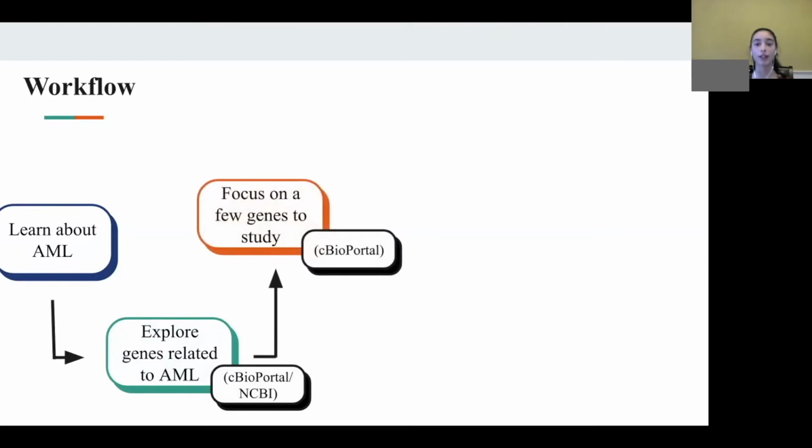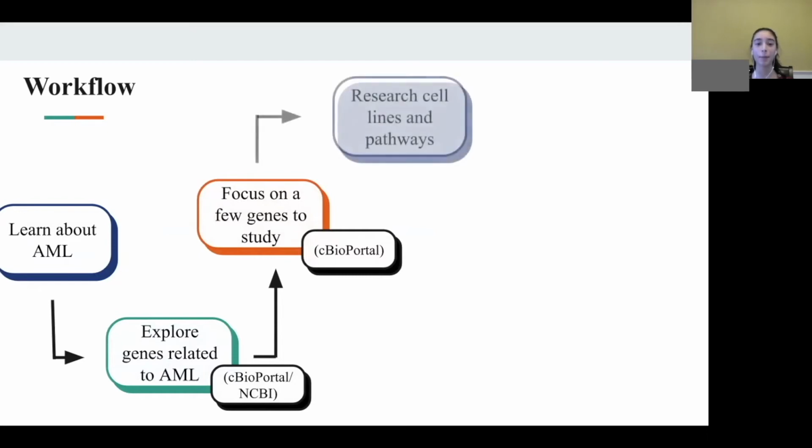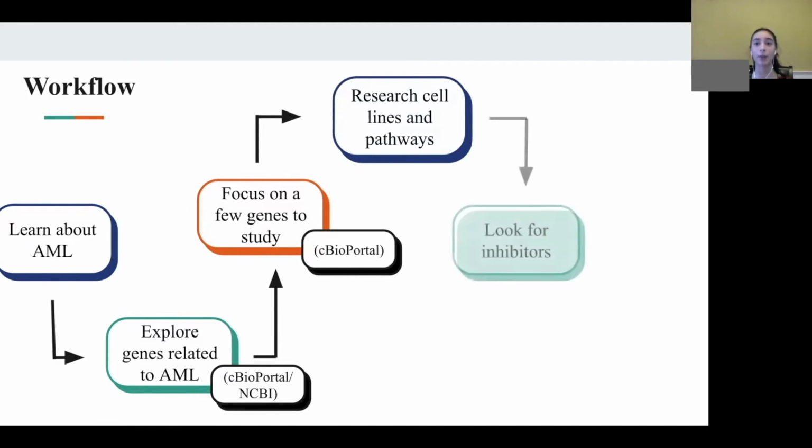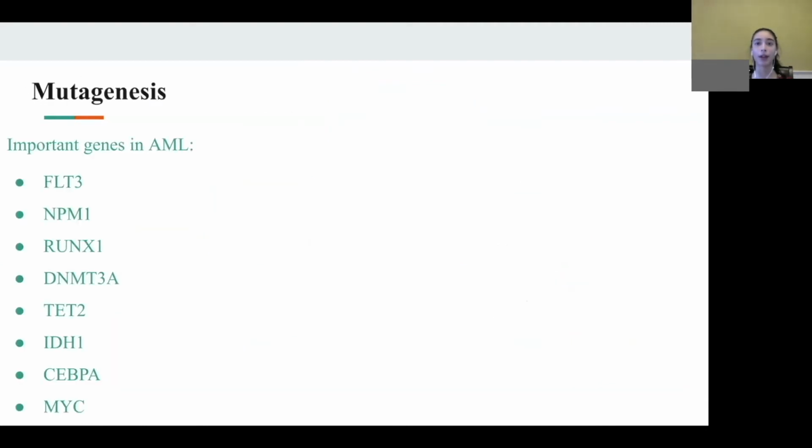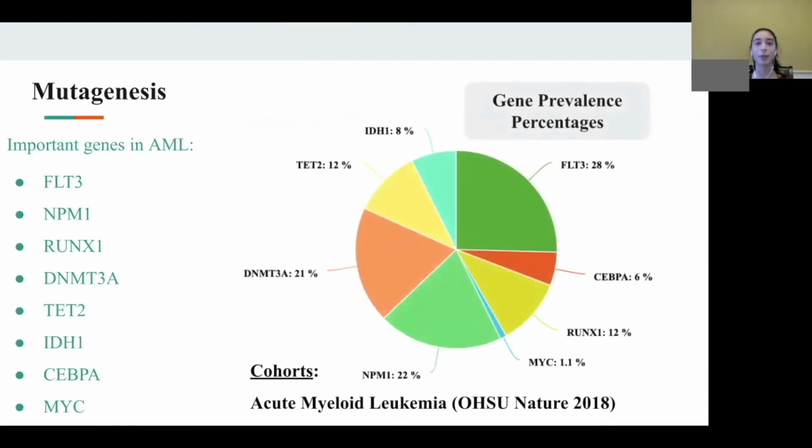I utilized the cBioportal datasite, which provides different kinds of samples and cohorts for different studies on AML. And based on mutations and most prevalent genes, I selected a few genes for analysis. Then I researched cell lines and pathways that connected the chosen genes together. Lastly, I looked for an inhibitor that could target the genes to limit the proliferation of immature myeloid cells. And lastly, I present my findings from the research project by analyzing cohorts in cBioportal software.